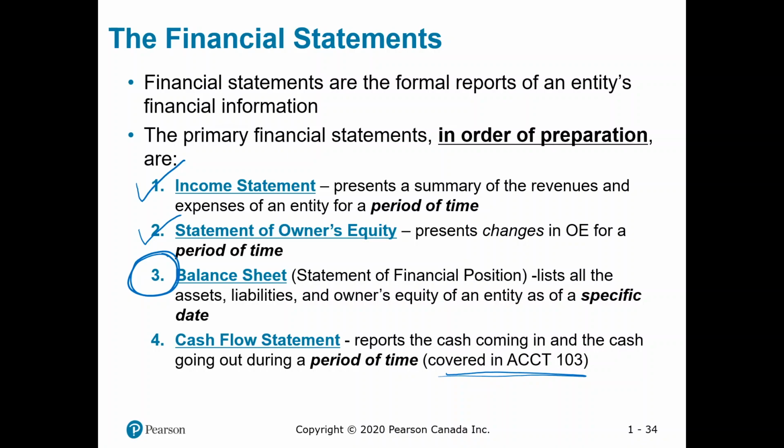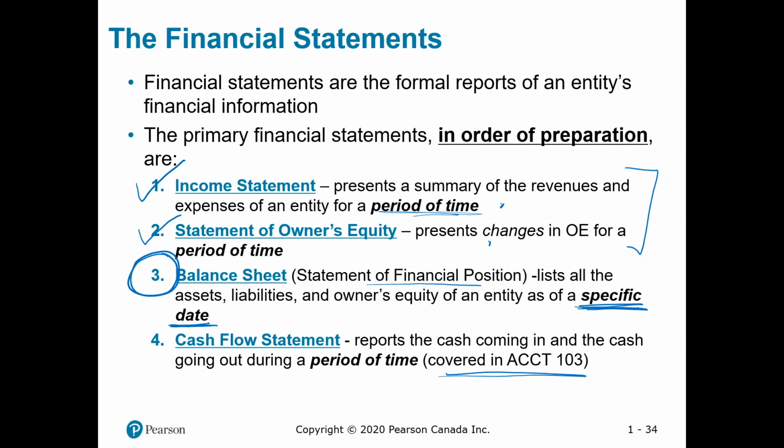The balance sheet is sometimes also called the statement of financial position. We will refer to it as the balance sheet. And this lists all of the assets, liabilities, and the owner's equity of an entity at a specific date. So you can see the first two that we talked about were both for a period of time. When we get to the balance sheet, it's at a specific date and time. So whatever the ending day of the period of time of the income statement and statement of equity, that's what date we do the balance sheet for.